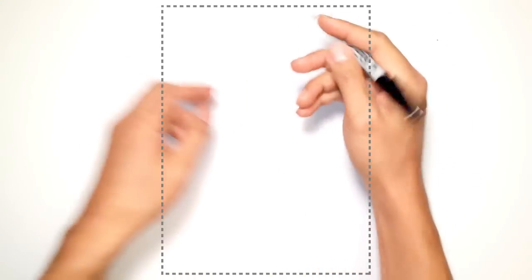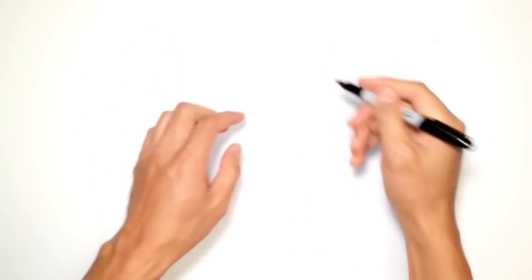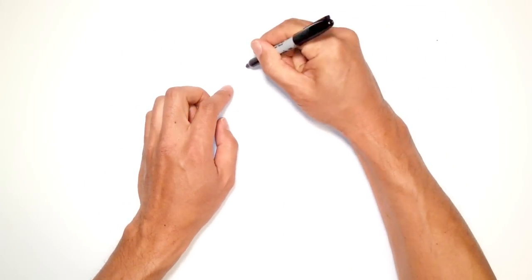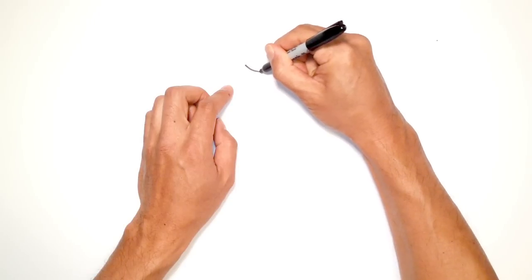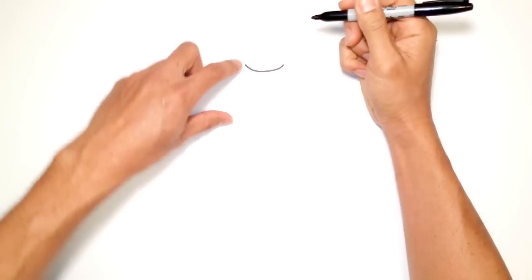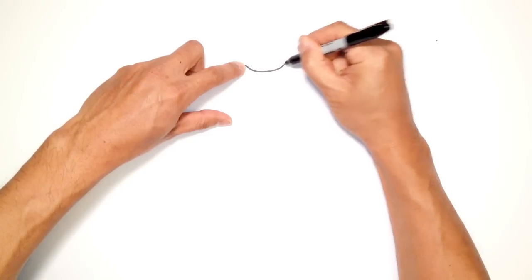So we're going to get started in the head area at the top of the mouth, because the mouth is actually one of the key features of this character's design. So starting on the left, I'm just going to swoop across to the right, starting at the same height and ending off at the same height.